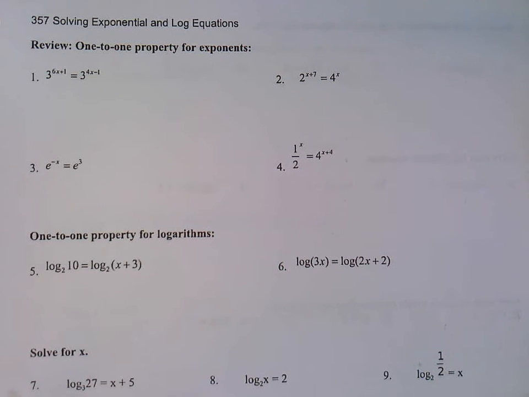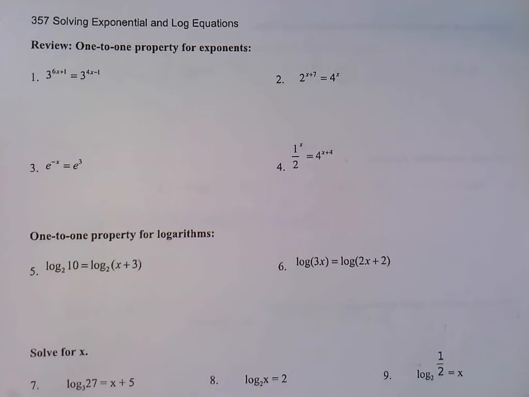1 through 4 is something that you've already learned, so let's review it together. Hey, I'm going to go because you said let's get through this. So, the one-to-one property for exponents: your goal is to have the same base on both sides. Number 1 is golden. What do I do once I have the same base on both sides? How do I solve for x?